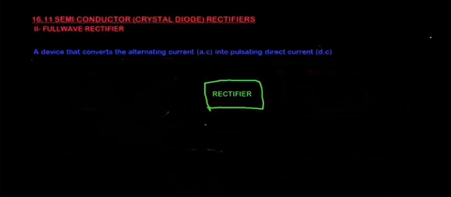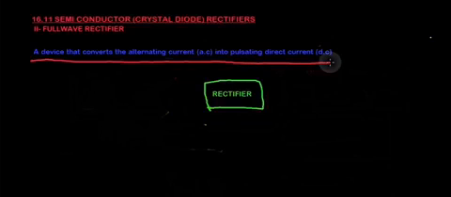The definition says that a device that converts an alternating current, AC, into pulsating DC. Rectifier in Urdu means to correct something. So in terms of electronics, we are correcting alternating current into direct current. That is what we require. But the thing is, we will only get pulsating direct current. We will come to see what pulsating means.